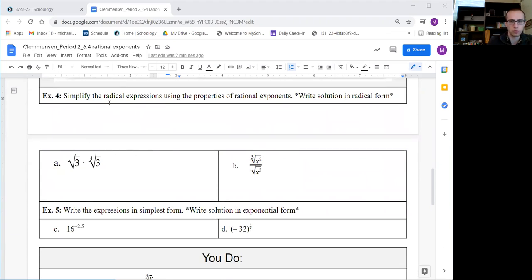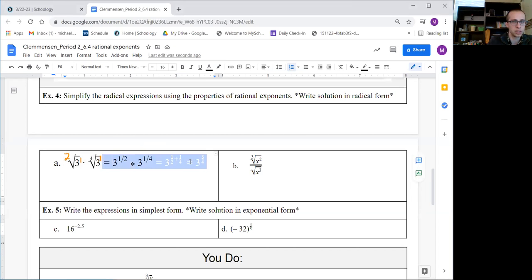For example 4 right here, simplify the radical expression using the properties of rational exponents. Notice that it says write in radical form, which means that I'm going to end up doing some work in fractions and then I'll write it back in radical form. So for this first one, I can switch it over to fractional form, remembering that there's that invisible 2 right here. And so I have that invisible 1 right here and here. So this becomes 1 over 2, and this becomes 1 over 4.